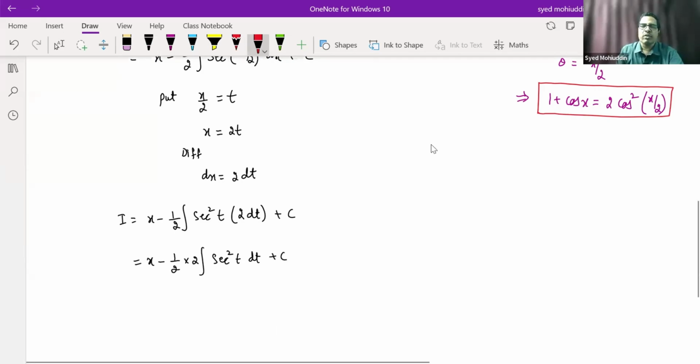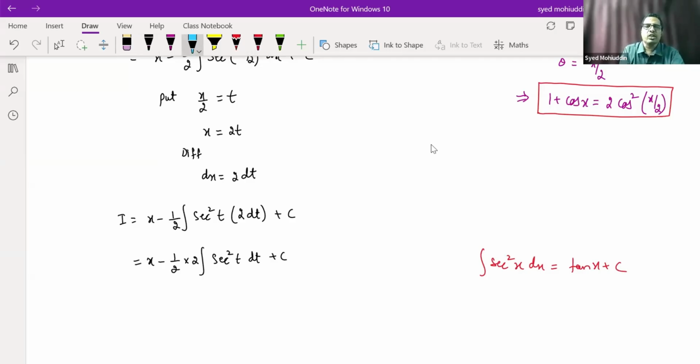However, this 2 is a constant, so you can take the 2 outside. You are left with secant square of t into dt plus c. But we know that the integral of secant square x dx is nothing but tan x plus c. Integration of secant square is tan x. Therefore, I can replace this further. I can cancel out this 2 and 2 also. If I rewrite, I'll get x minus tan t plus the constant c.